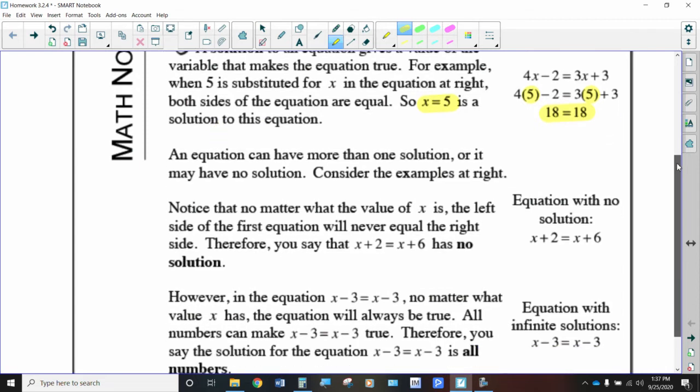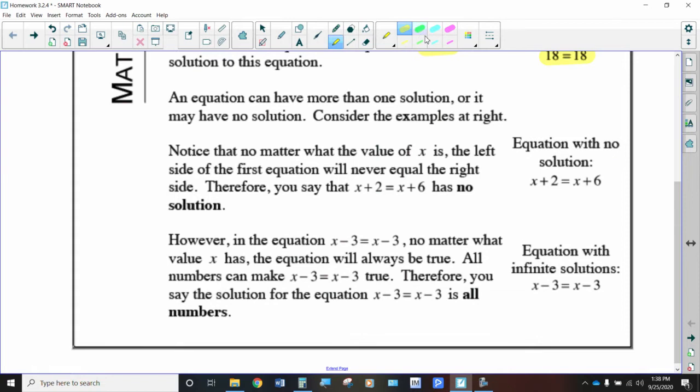But in some situations, we don't get any solutions. For instance, if we have x plus 2, well, x has to be equal to the same thing on both sides of the equation. Otherwise, you'd use a different variable. So there's no way that x plus 2 can ever be equal to x plus 6. So in this situation, there would be no solution that would ever make that work.